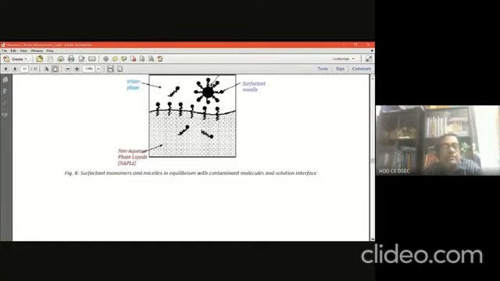This is a figure I am showing you: the surfactant monomers and micelles in equilibrium with contaminant molecules at the solution interface.